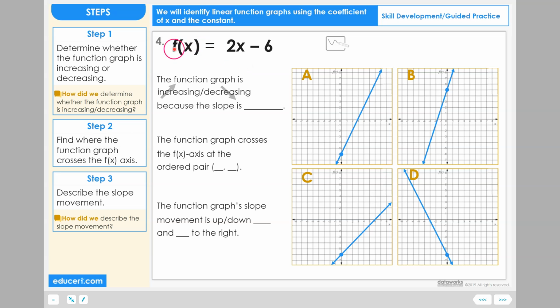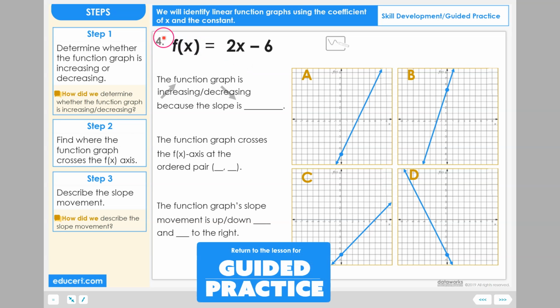You are now ready to identify the linear function graph for problem number 4.